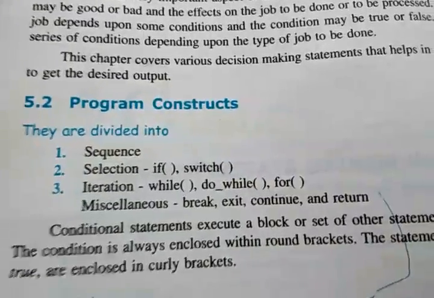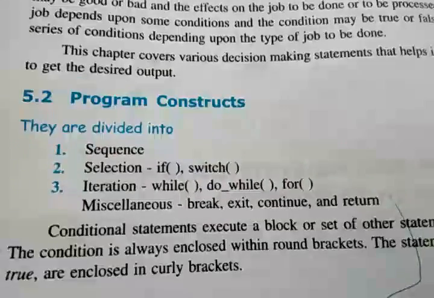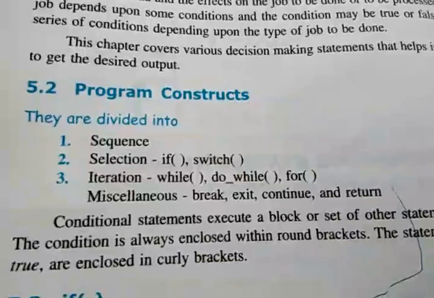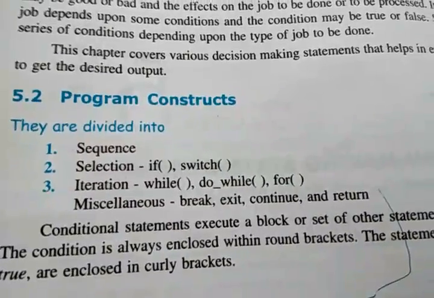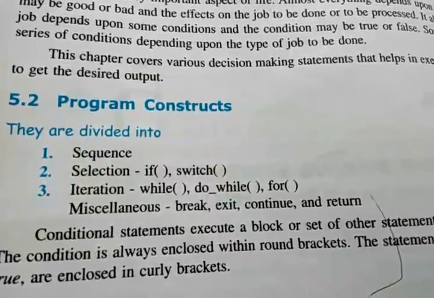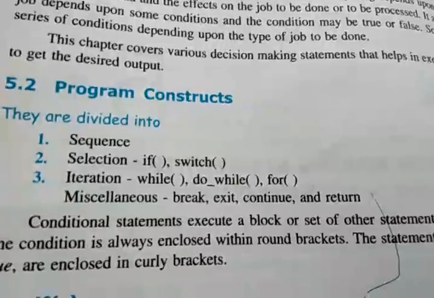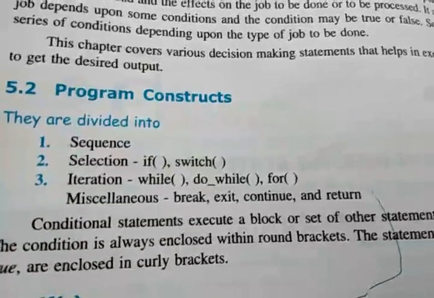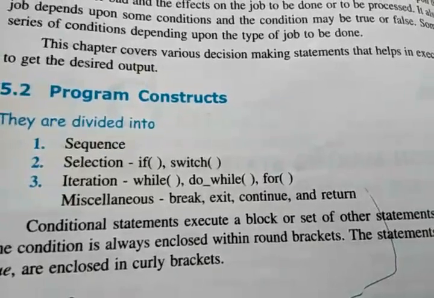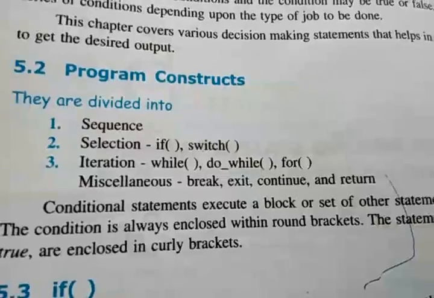The program can be divided into three. First one is sequence, meaning a program without conditions is called a sequence. The second one is selection. This program is based on conditions, and the topics covered in selection are if else and switch. And the third portion is iteration. This is for performing repeated tasks, and examples of this are all the loops.